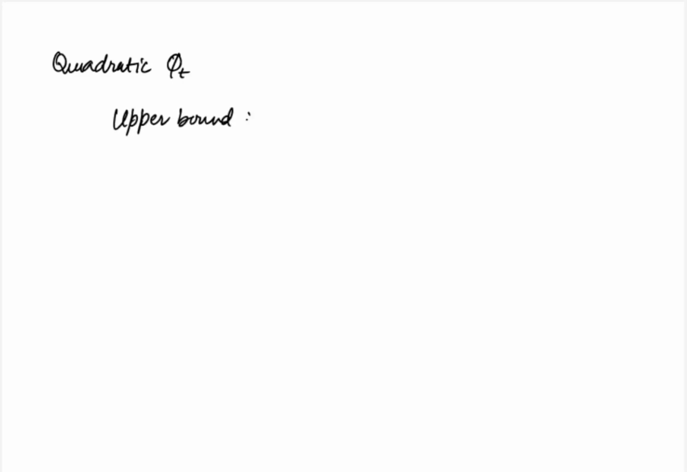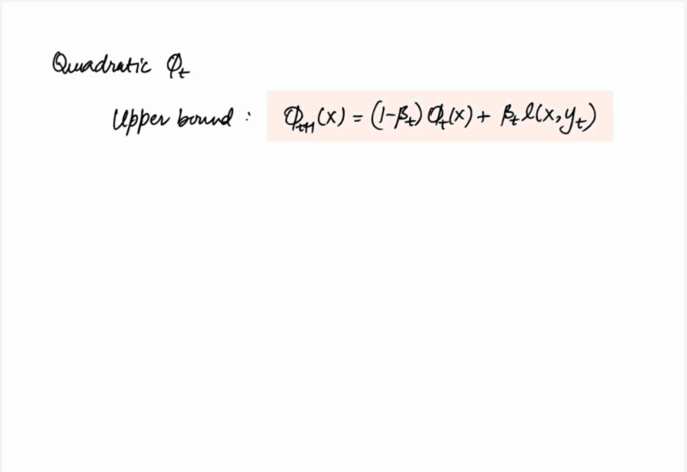So far, we have established that to satisfy the upper bound condition, the phi t sequence has to be constructed as phi t plus 1 of x equal to 1 minus beta t, phi t of x plus beta t into L of x comma yt. Now look at this expression carefully and observe that for convex functions, L is either linear or quadratic. Therefore, if we choose phi 1 as quadratic, then this definition ensures that all successive phi t will also be quadratic.